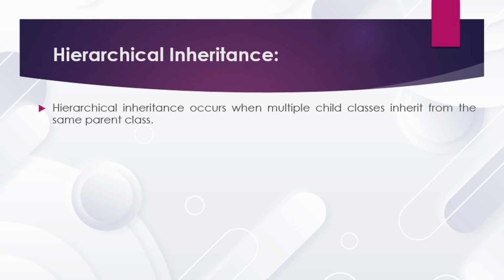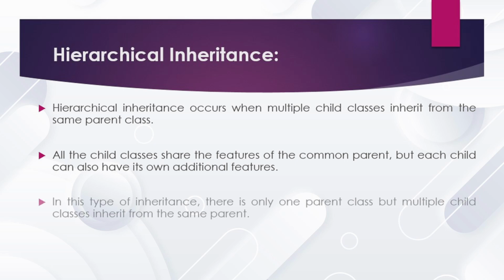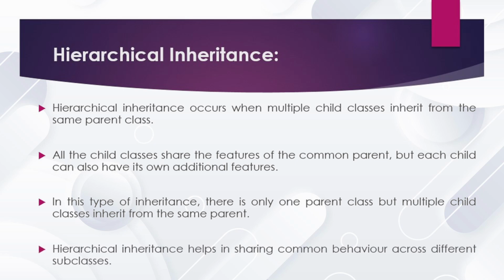Hierarchical inheritance occurs when multiple child classes inherit from the same parent class. All the child classes share the features of the common parent, but each child class can also have its own additional features. In this type of inheritance, there is only one parent class but multiple child classes inheriting from the same parent. Hierarchical inheritance helps in sharing common behavior across different subclasses.